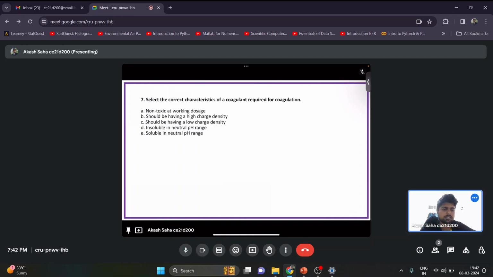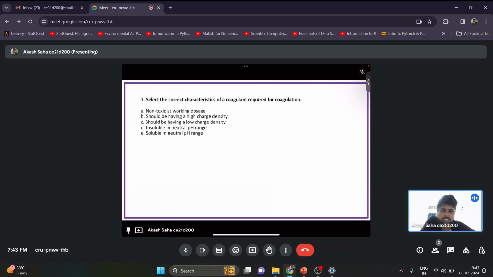Okay, so we will see the statements one by one. It says non-toxic at working dosage. A coagulant must be non-toxic, otherwise there is no point of using that coagulant. And then talking about the charge density, it is very high for a coagulant. So option B is also correct, that it should have very high charge density.